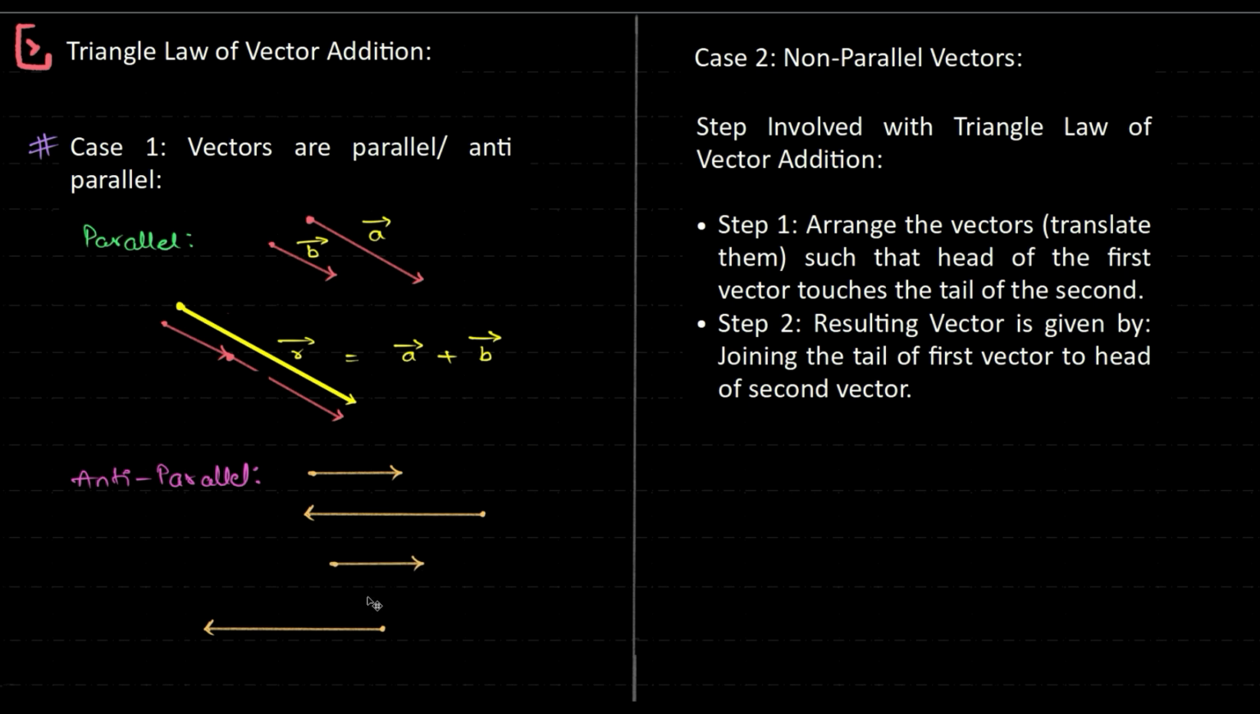But the law holds the same, that the rule and the method holds the same. That is, touch the tail of the second vector to the head of the first vector. And now we have the resulting vector from here till this point. Okay, so this is vector M, vector N, and this is vector R. So vector N minus M.